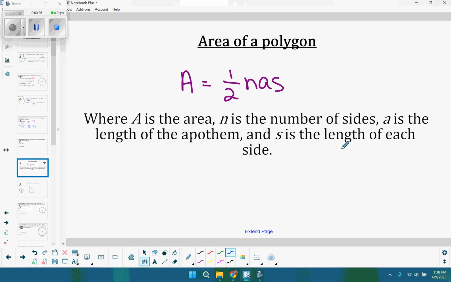So the real part of this lesson is the area of a polygon. And our formula is going to be A equals 1/2 times N times A times S, or as I like to say, 1/2 NAS. So we're going to 1/2 NAS our problems. N is still the number of sides. A is the length of the apothem, and S is the side length.